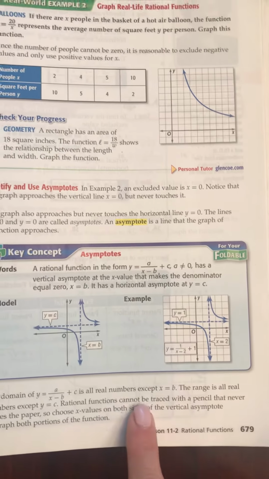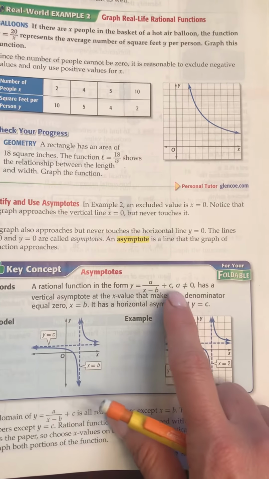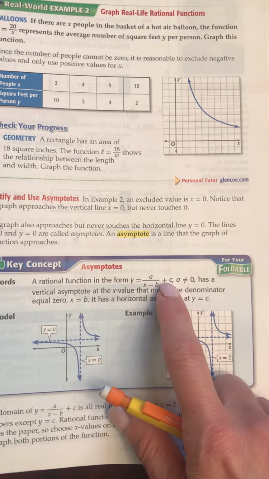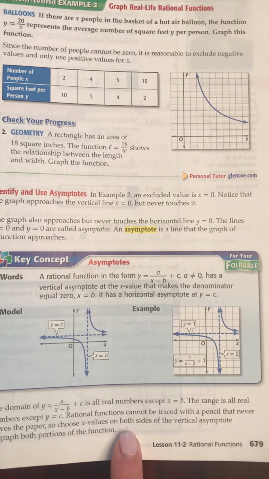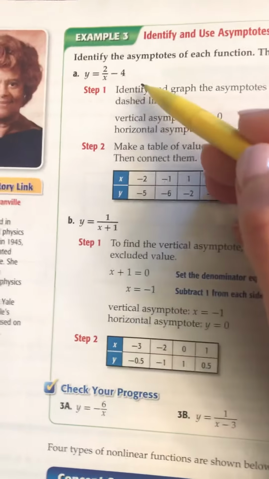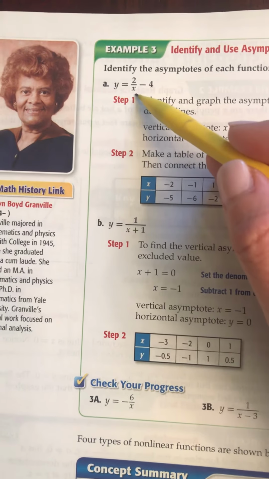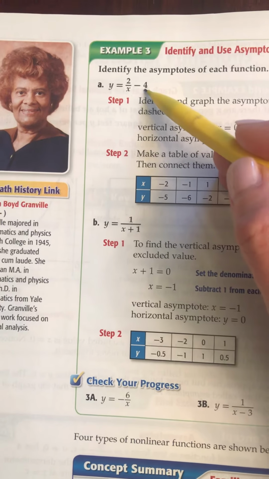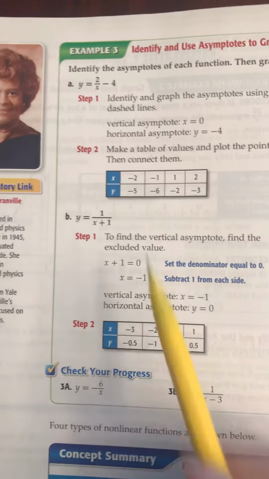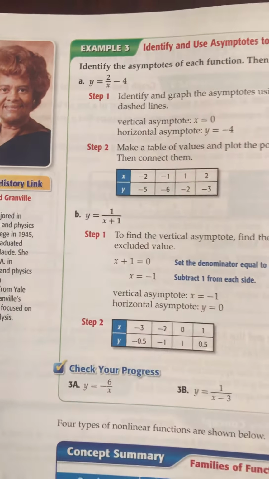Now, horizontal asymptote is different. For the ones that we're going to do in Algebra 1, we're just going to keep it really simple. The horizontal asymptote is going to be y equals whatever this c value is. So if you're looking at an example, like this example on page 680, right here, your vertical asymptote would be x equals 0. Your horizontal asymptote would be y equals -4. It's just whatever is added or subtracted right here off to the side.